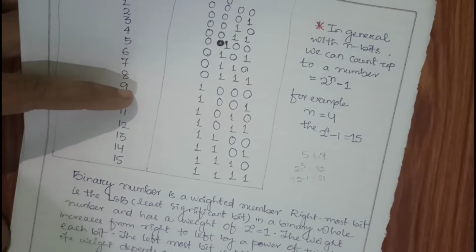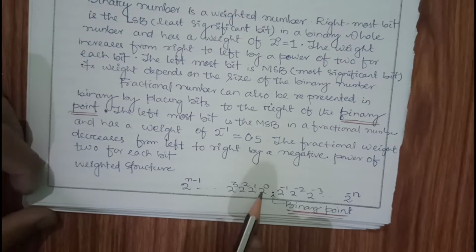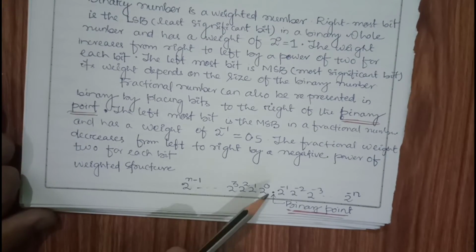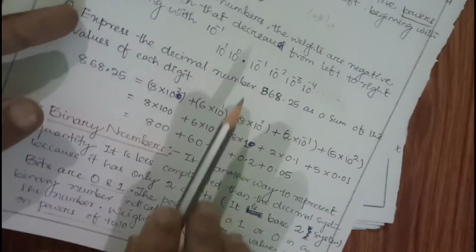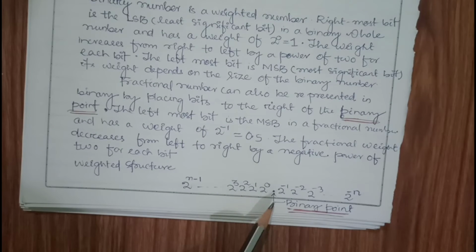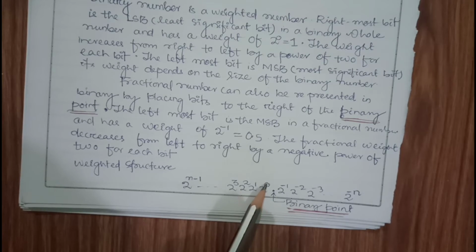Similar to the decimal number, here the weights are powers of 2. In the previous case, the weights were powers of 10, and here the weights are powers of 2. Before the decimal point, the powers will be 2 power 0, 2 power 1, up to 2 power n minus 1, where n is the number of digits present, because already one place is occupied by 2 power 0. So 2 power 0, 2 power 1.